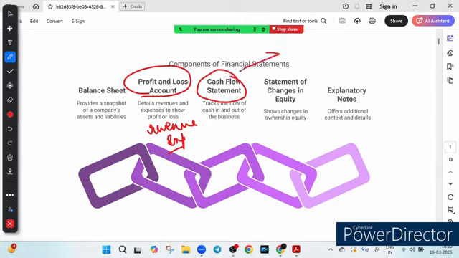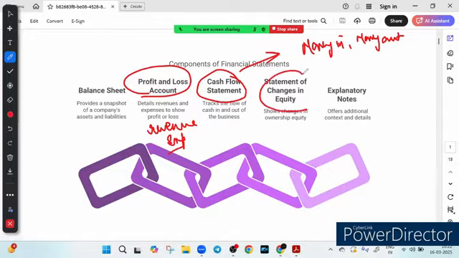The third statement we have is called cash flow statement. So it simply means money in, money out. This statement tracks movement of cash, ensuring business have a smooth liquidity to run smoothly.